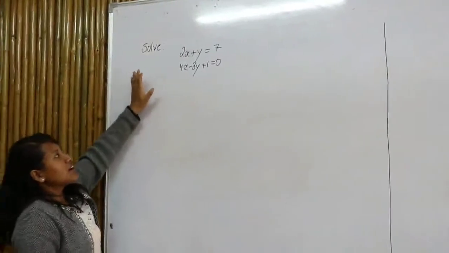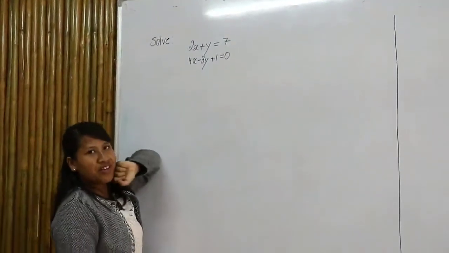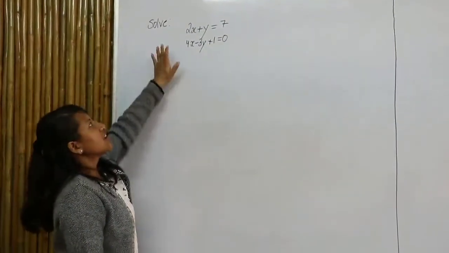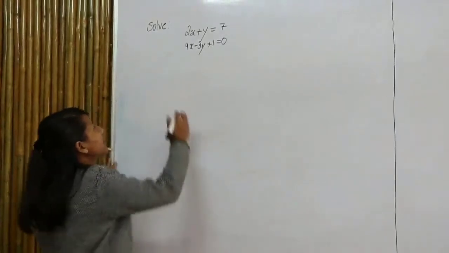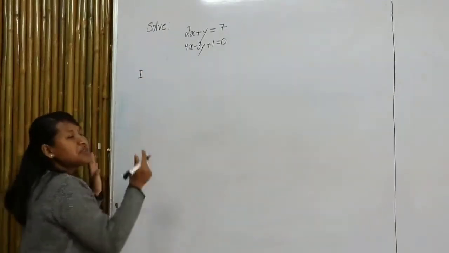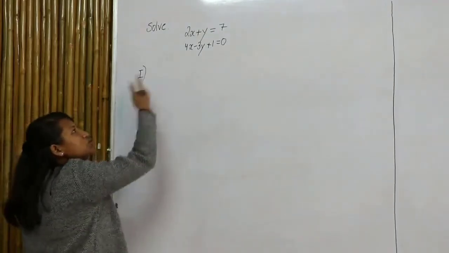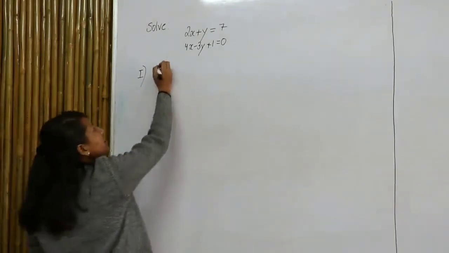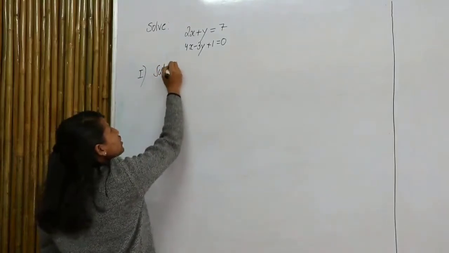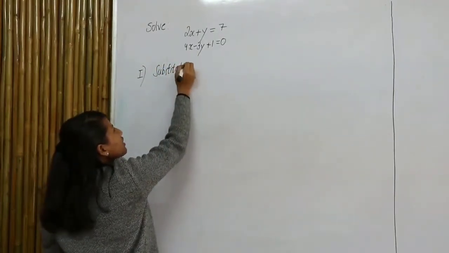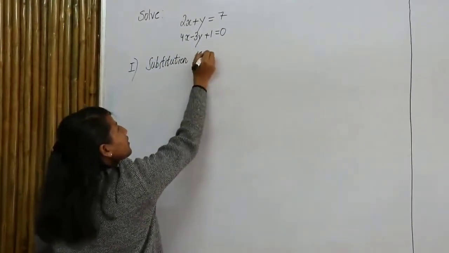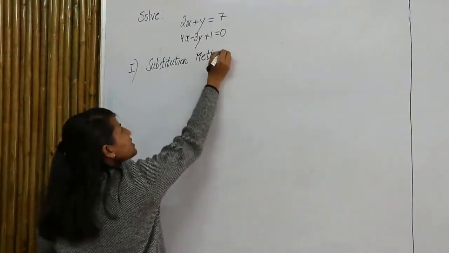So they will give you a pair of linear equations. After that you can choose any method, and you will get the same answer. First I will do it with the substitution method. Remember, you get the same answer.